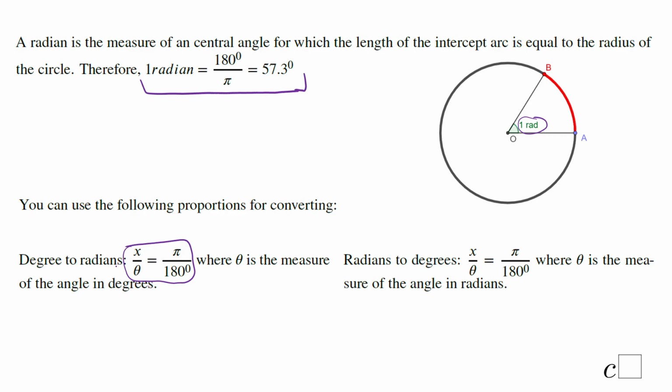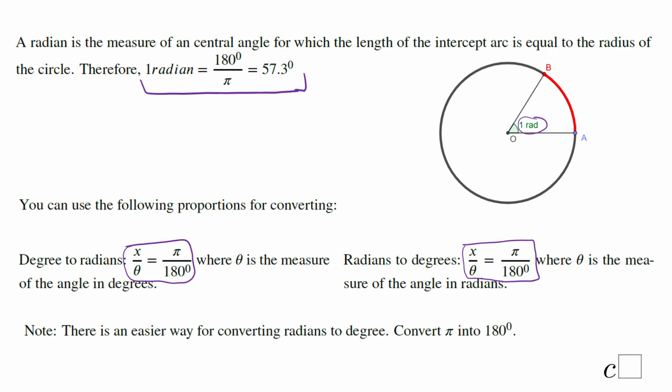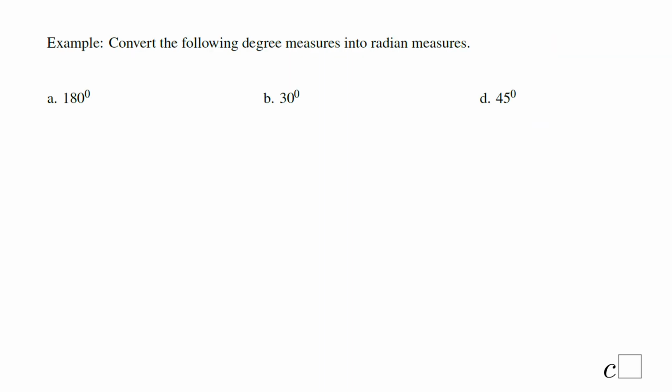I'm writing a proportion. Radian to degree is the same form, but you'll see how we can handle this type of problem. Down here on the bottom, I said there is an easier way for converting radian to degree. Use pi as 180 and move from there. You will see how we'll do that in my next example.